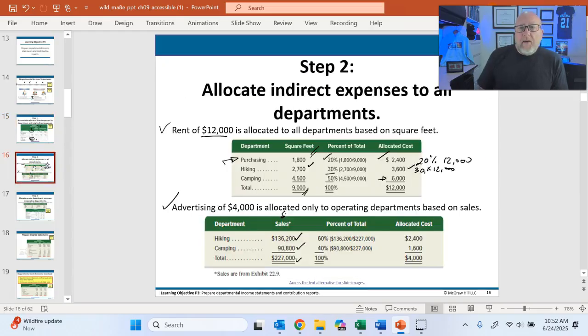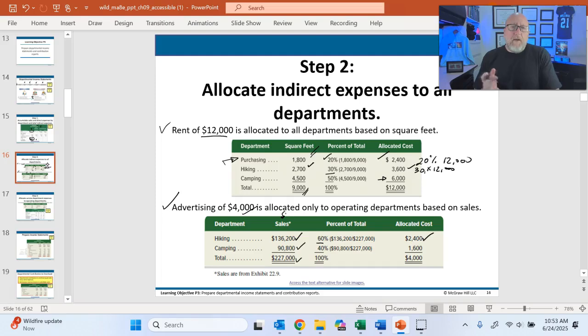So now we can go back and we could say the hiking division had 136,200 out of total 227,000. That represents 60%. So 60% times the 4,000 in advertising. Now we're saying, hey, you know what?